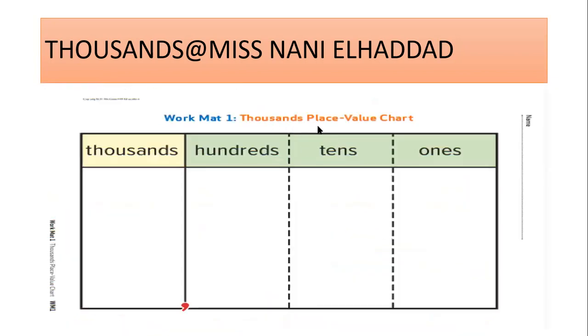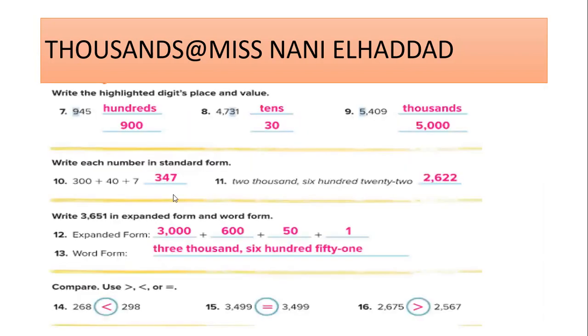This is the thousands place value chart. I want all of you to write it in your copybooks and write any numbers, 5,632, 3,633, any numbers to know, and don't forget the comma.